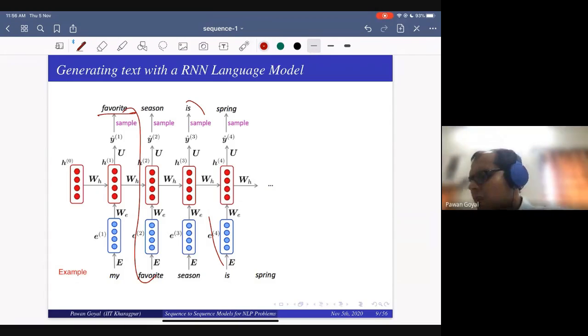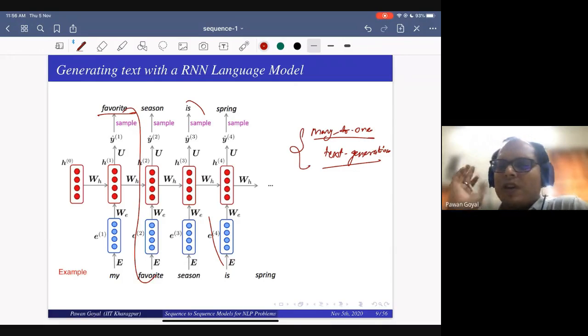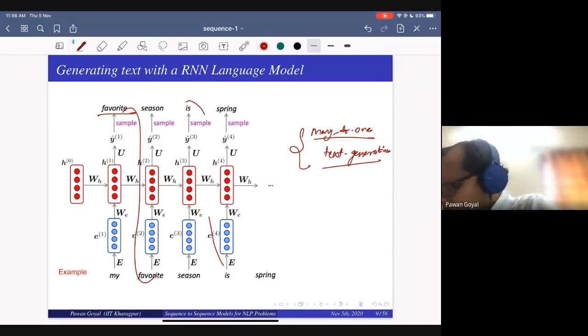So once I understand RNN, I know how to do many to one, and even how to do some sort of text generation. So I know these two things when I know language models. If anybody has a doubt, you can take it. Otherwise, I'll assume this is all clear.